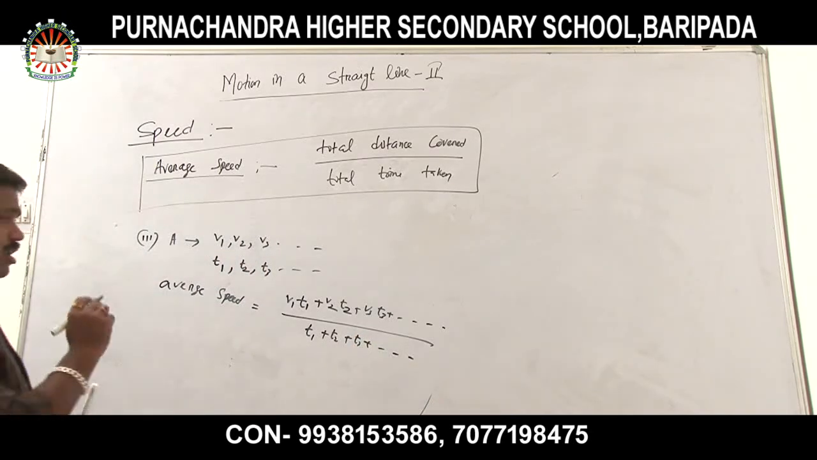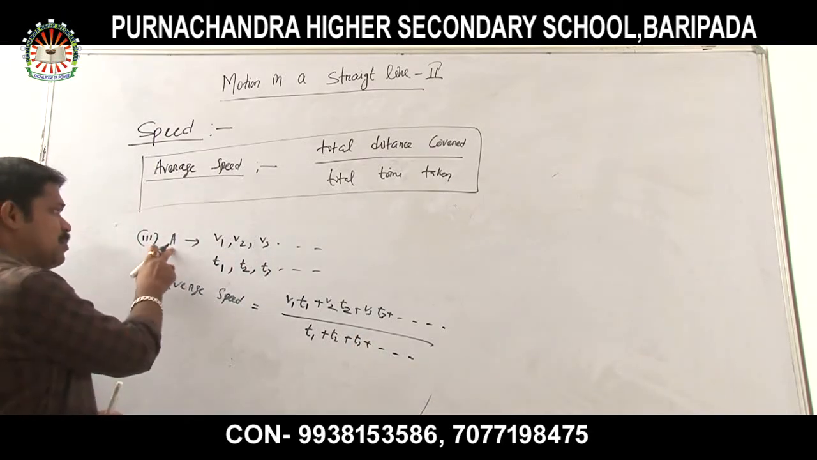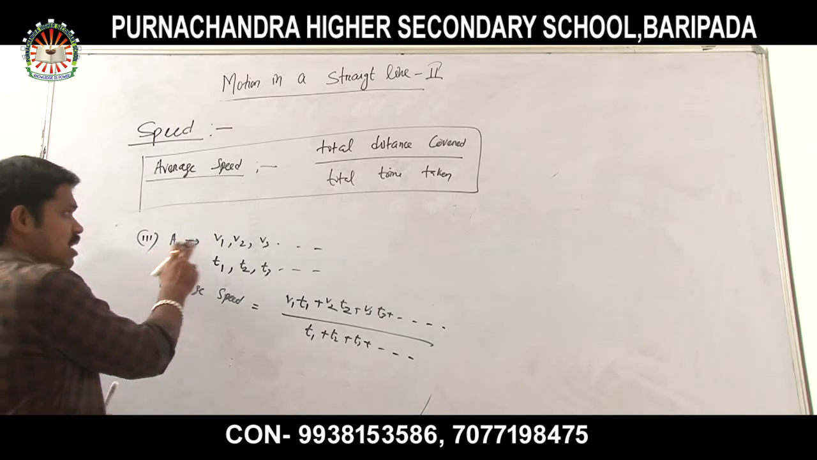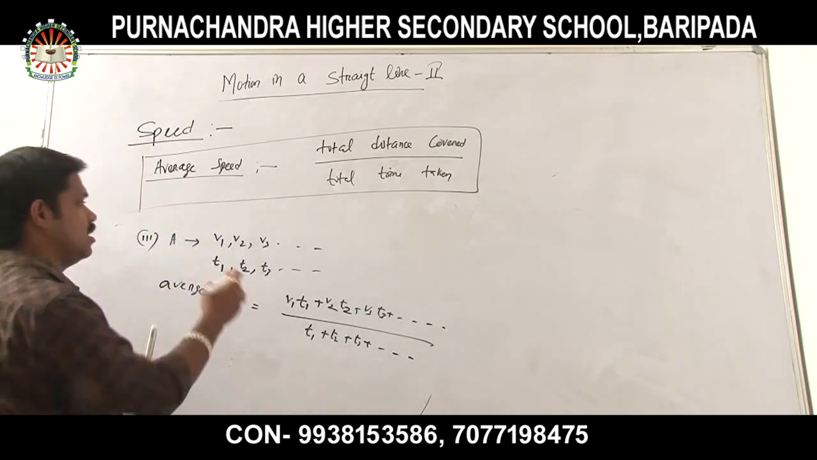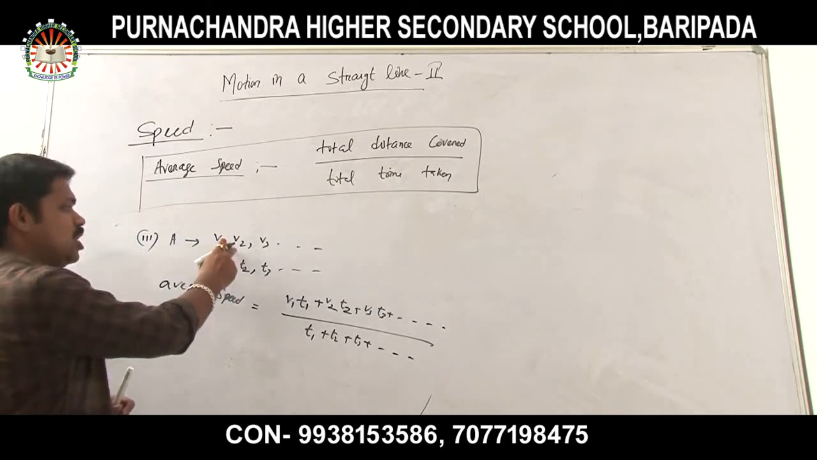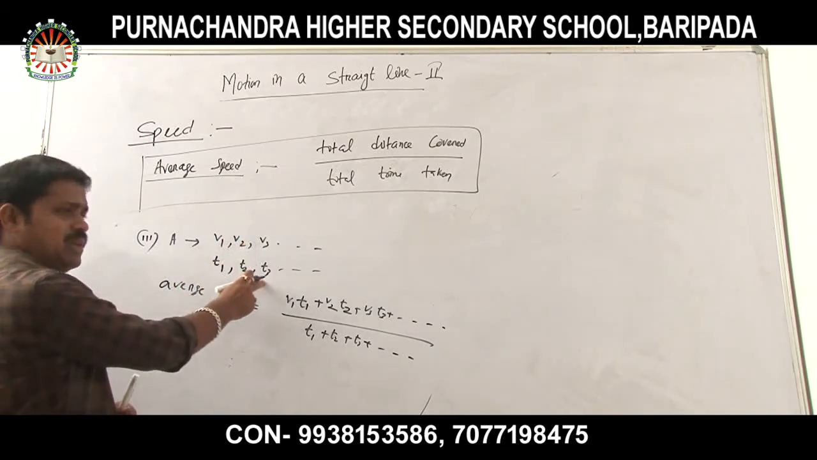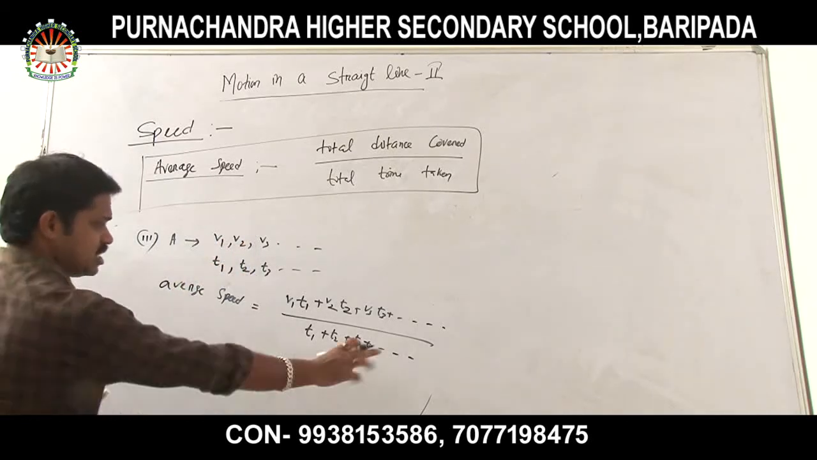Listen very carefully. Again I repeat, if the object or the particle or the body A travels with the velocity v1 for a time t1, or travels with the speed v1 for a time t1, v2 for a time t2, v3 for a time t3, then this is the average speed.